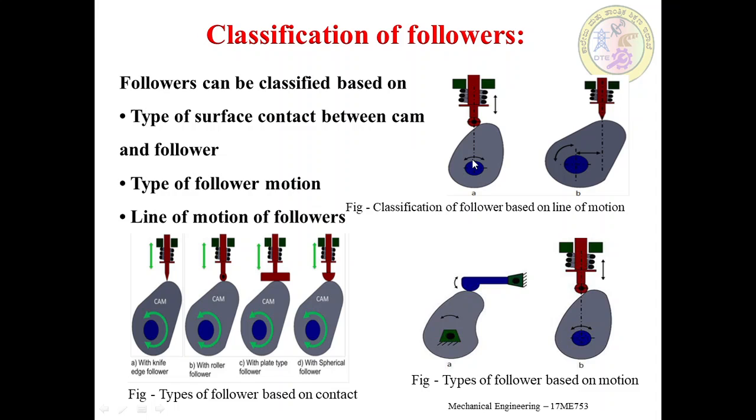In a radial follower, the line of movement of the follower passes through the center of the camshaft, as shown in this sketch. And then in offset followers, the line of movement of the follower is offset, that is, some distance from the center of the camshaft, as shown in figure B.